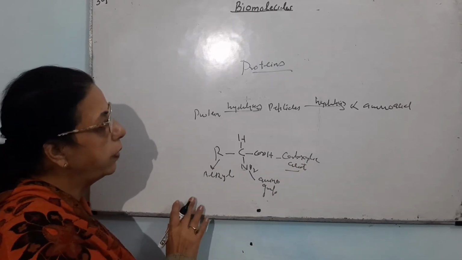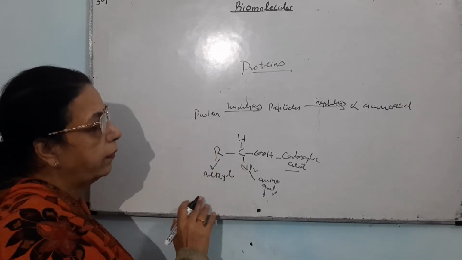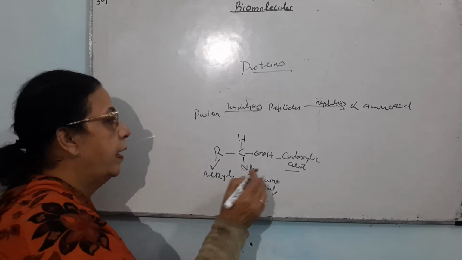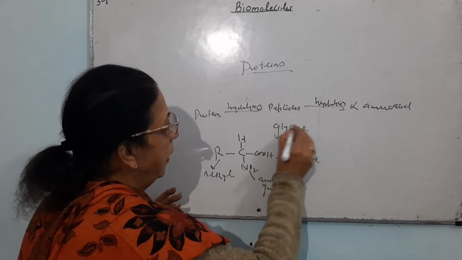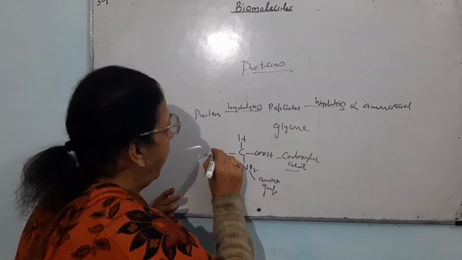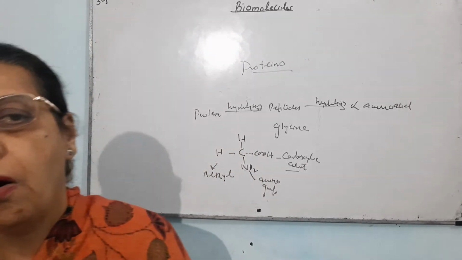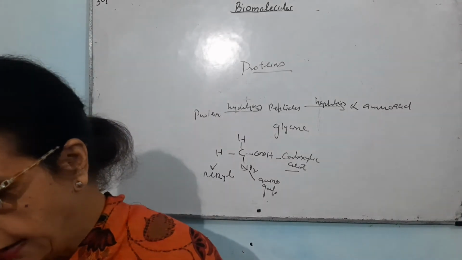There is only one amino acid which is not optically active. Otherwise, all other alpha amino acids are optically active, and that one is glycine. In glycine, instead of R, there is an H. So it is not optically active. All other alpha amino acids are optically active.